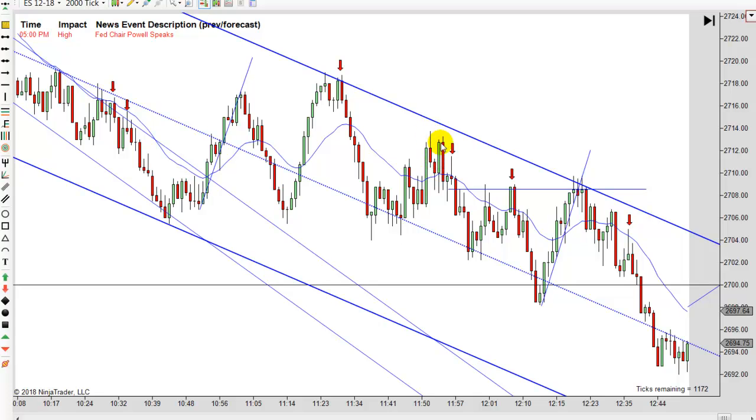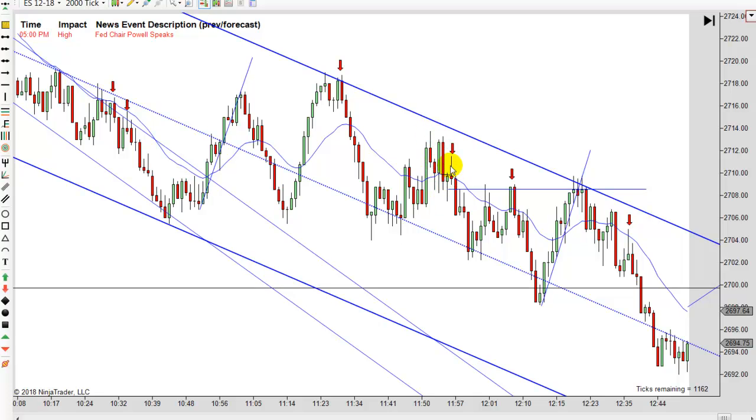You make a new high, then you get a lower high, then you push through the EMA, pull back and test it from underneath. You get a failed second entry long, bearish bar. I like that one. Another move down.